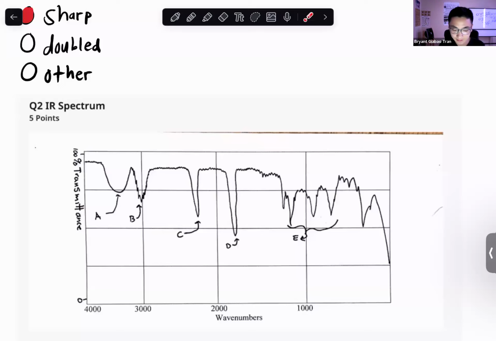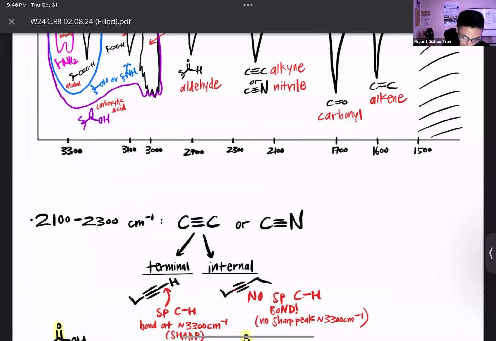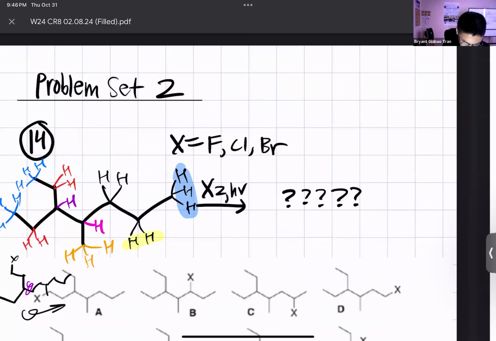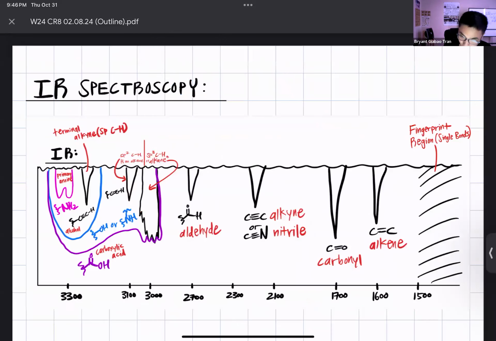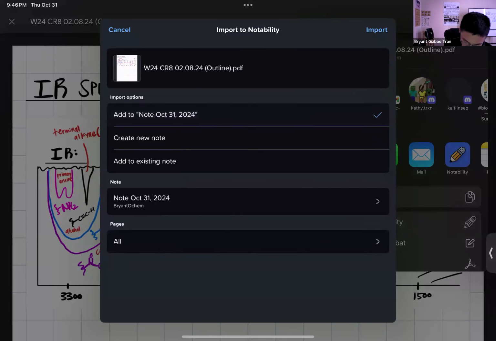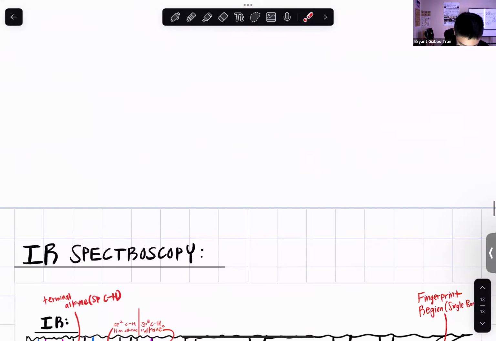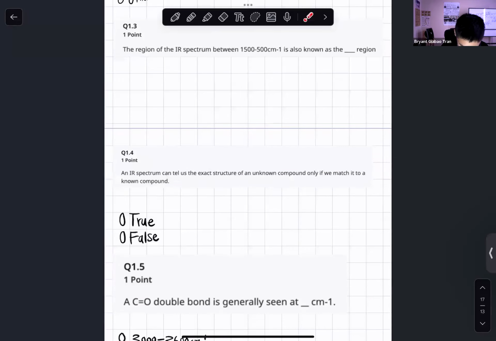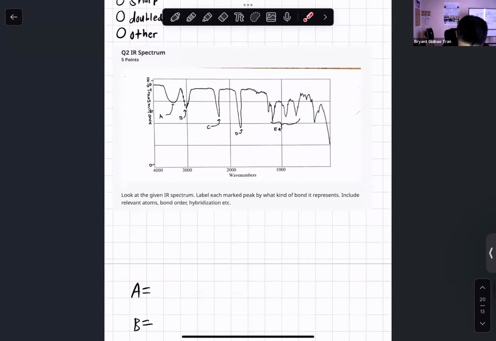Let's see. Okay, let me pull up a blank copy of this so that we could do practice on this. Send a copy. Okay, and open. Yep. Okay. Yeah, let's do this here.